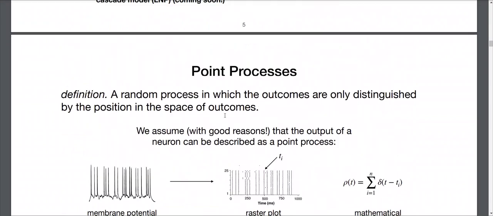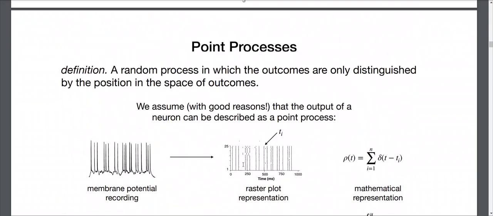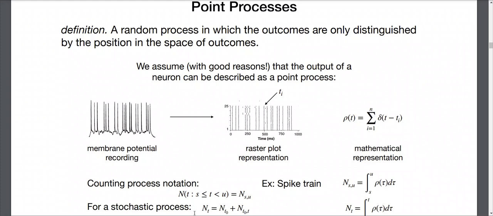So moving on, we call it a point process. The membrane potential recording is changed into a raster plot that I showed. We can put it in mathematical format, where Ti is the time at which the first, second, third spike has occurred, hence T.